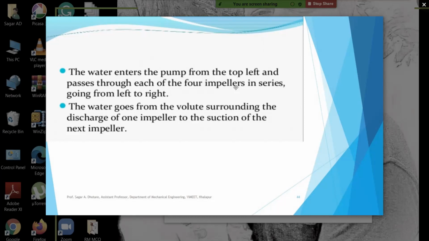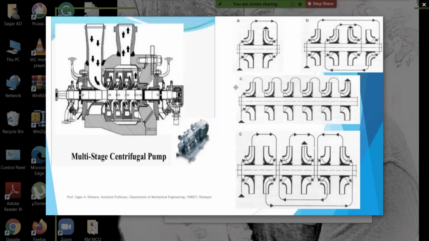Okay, so water enters a single pump, it develops a pressure, and whatever the exit of water, that is the input of the second impeller, or you can say the second pump. So here a simple arrangement is shown.